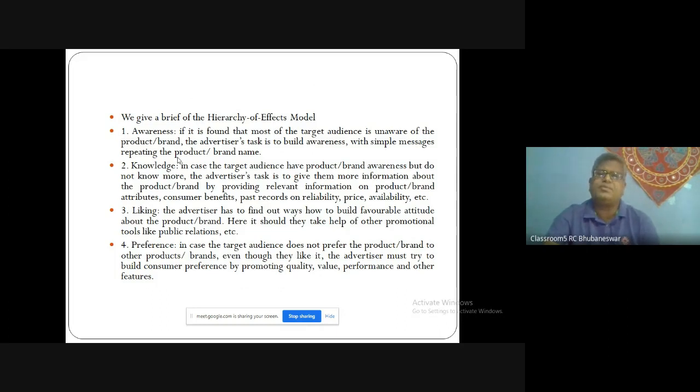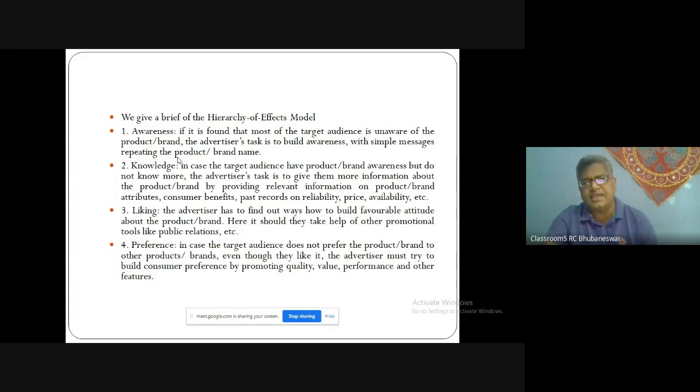The hierarchy of effects model means first awareness, meaning the target audience, then knowledge. The target audience should know about the product: information about the product, and regarding the price, the reliability, the availability, the service, and the benefit.